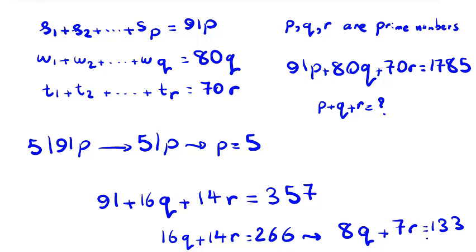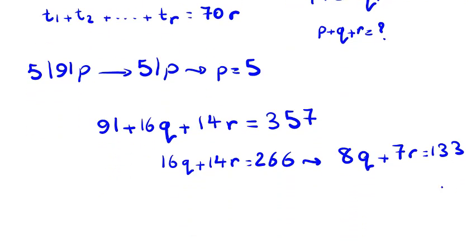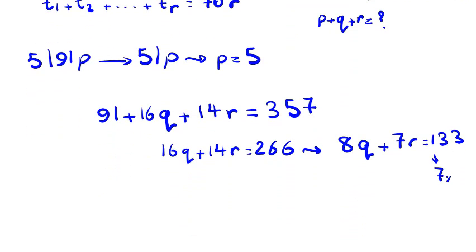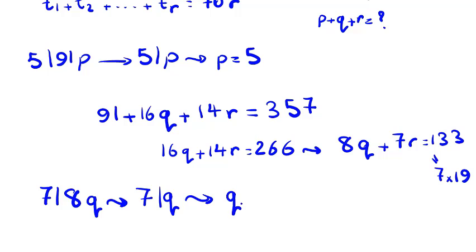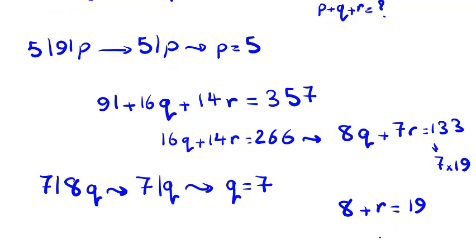Now here we can say 133 is a multiple of 7. It's 7 times 19. So it's a multiple of 7, and 7R is a multiple of 7, so 8Q is also a multiple of 7. So 7 divides 8Q. By Euclid's lemma, because 7 and 8 are relatively prime, 7 divides Q. From the assumption of the problem, Q is prime, so Q is 7. And we can divide both sides by 7. Then I have 8 plus R equals 19. So R equals 19 minus 8, which is 11.